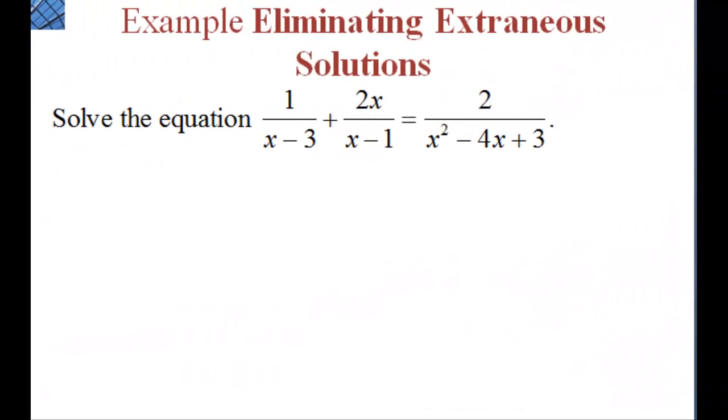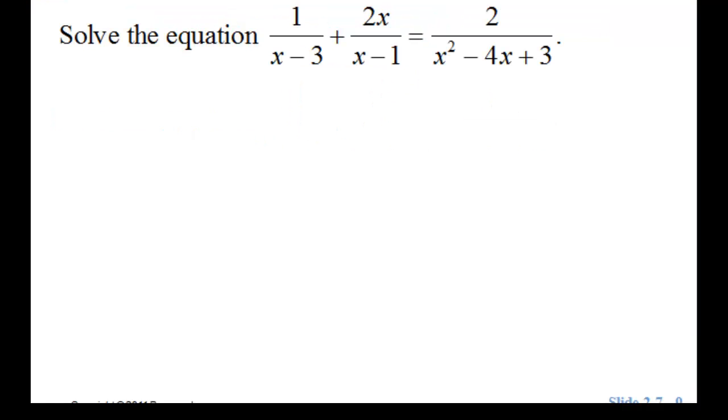Now we're going to look at eliminating extraneous solutions. Let's work through the problem first, and then we'll talk about what that means. Starting off, we need a common denominator. To get a common denominator, we're going to factor this, and we'll get x and x, 3 and 1, x minus 1, and x minus 3, which coincidentally is what we have here. So basically what you need to do is multiply the numerator of the fraction by what's missing from the bottom.